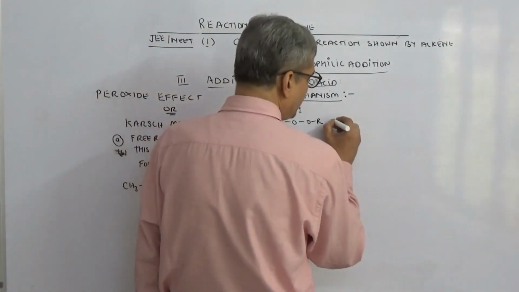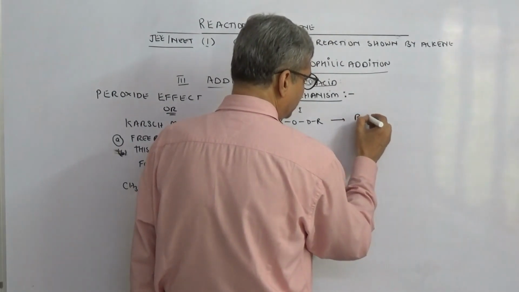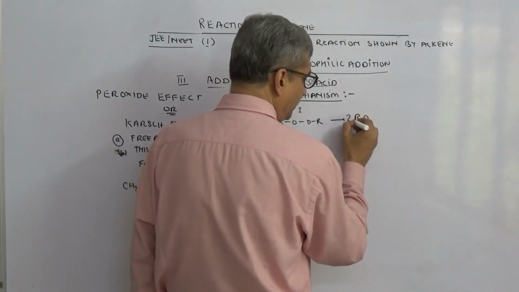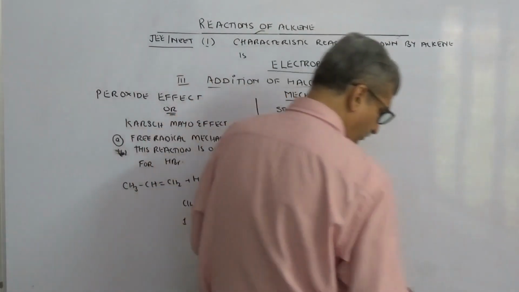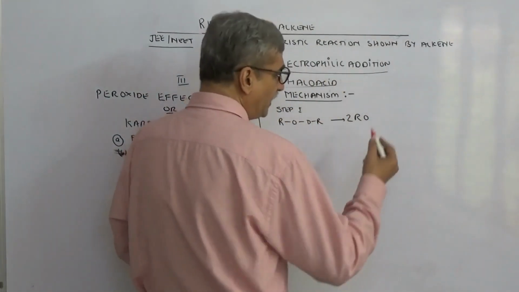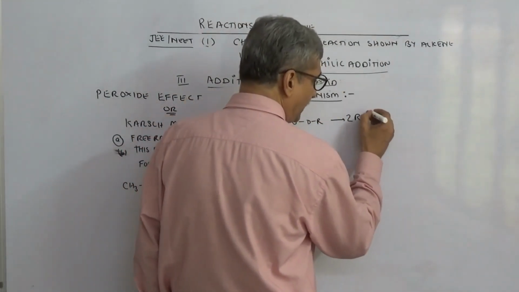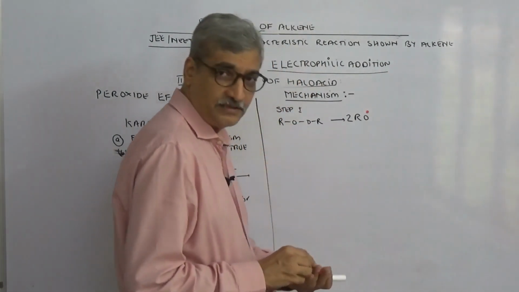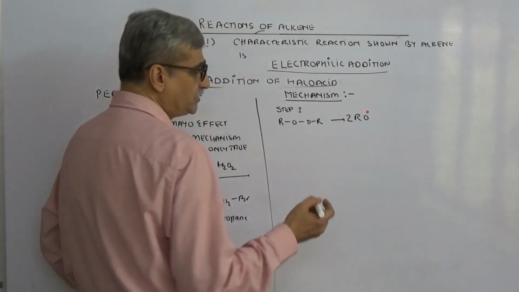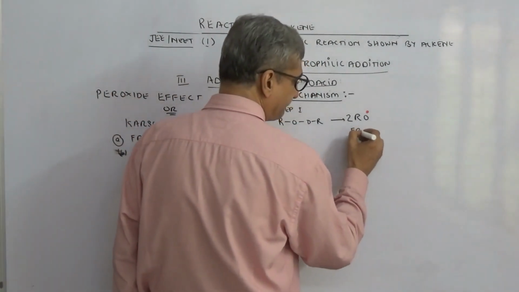So what is going to happen? Benzoyl peroxides are unstable, so the oxygen-oxygen bond is going to decompose, and you get a free radical, RO. When I put this red dot, it is an unpaired electron. So this is a free radical.